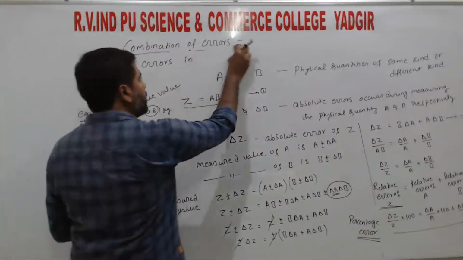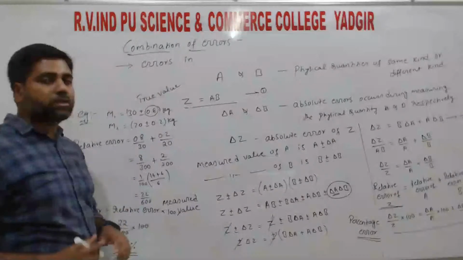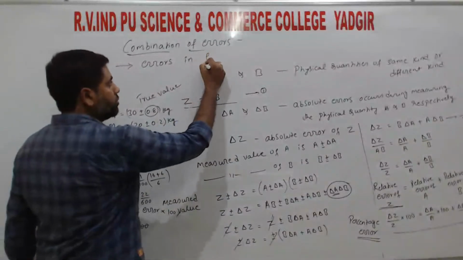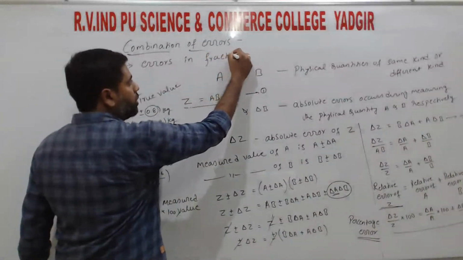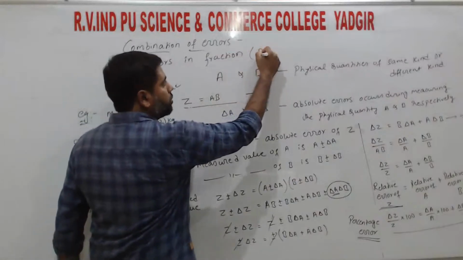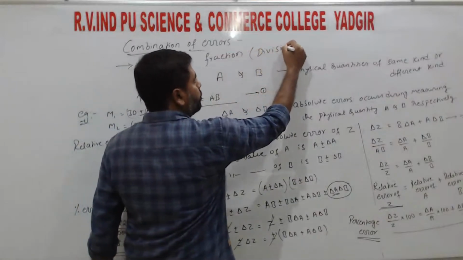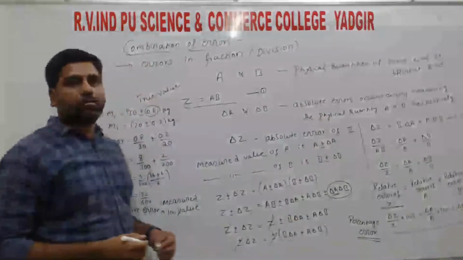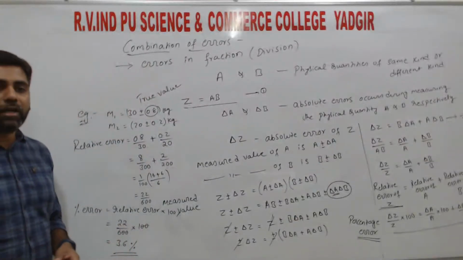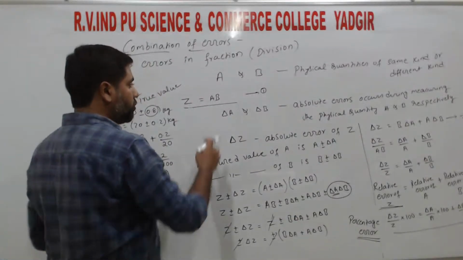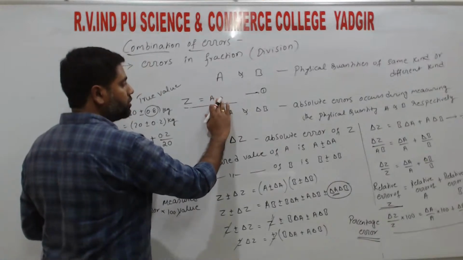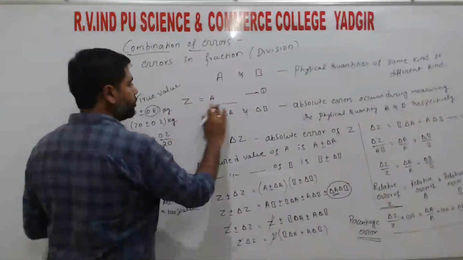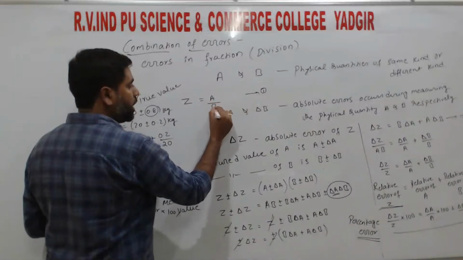So next, errors in fraction or division, right? So one physical quantity is divided by another physical quantity, right? So that becomes Z equals A divided by B.